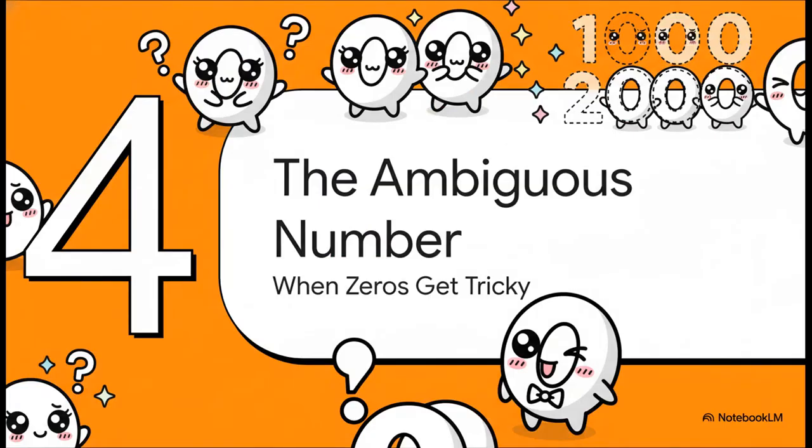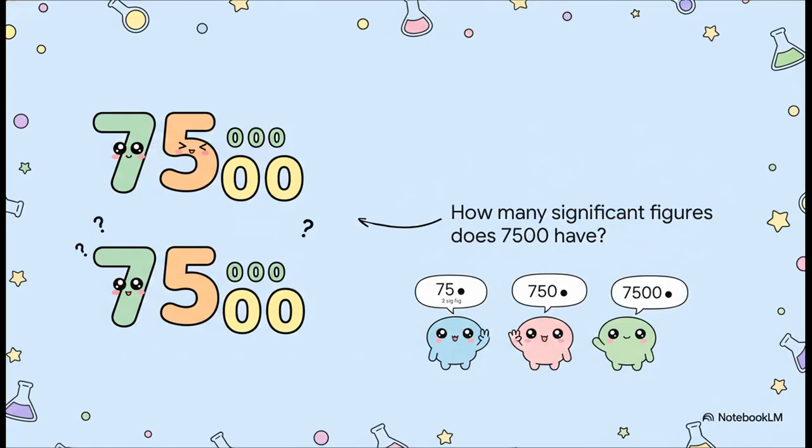But what about when you see zeros at the end of a whole number without a decimal point? This is where things can get a little tricky and where context is literally everything. Let's imagine the number 7,500. Bernard looks at it and says, that's 2 significant figures. But Siti says, nope, it's 3. And then Raju comes along and is certain it's 4. So who's right? Well, the crazy answer is, they all could be.